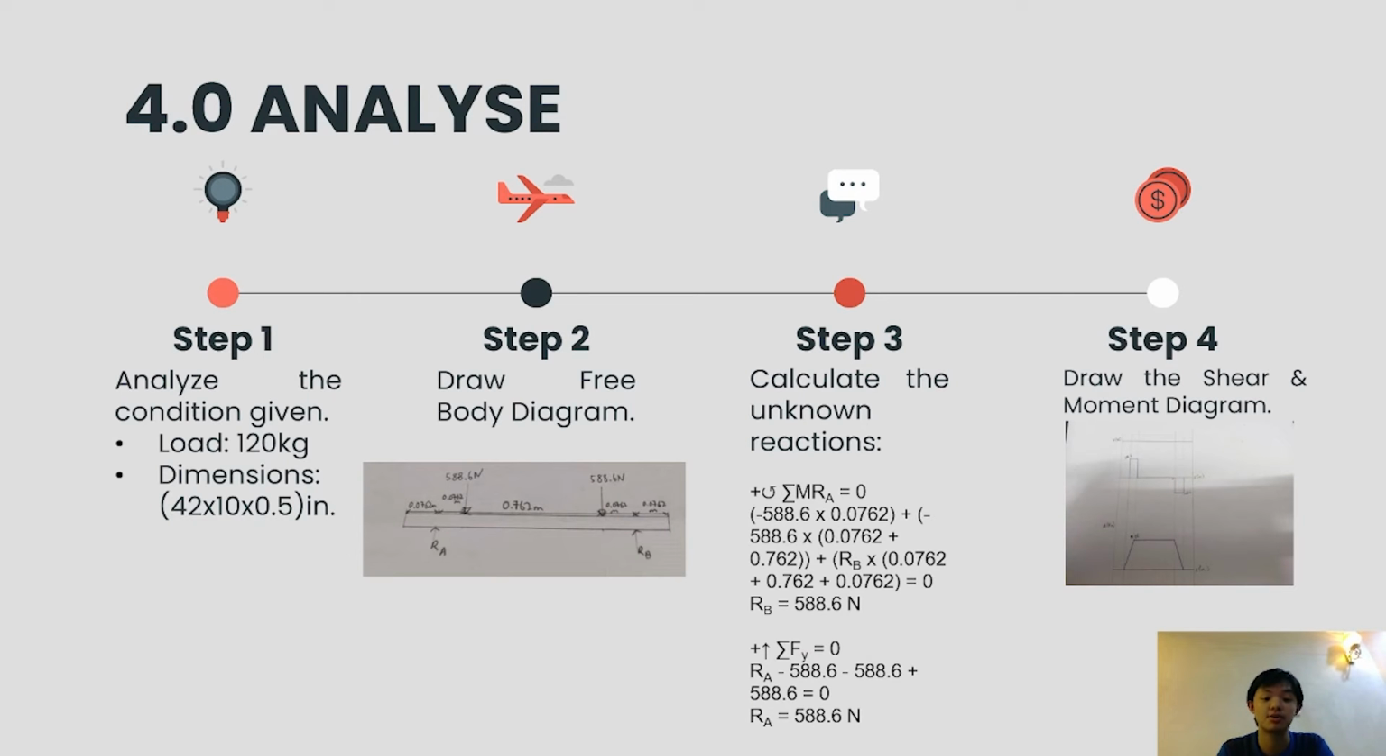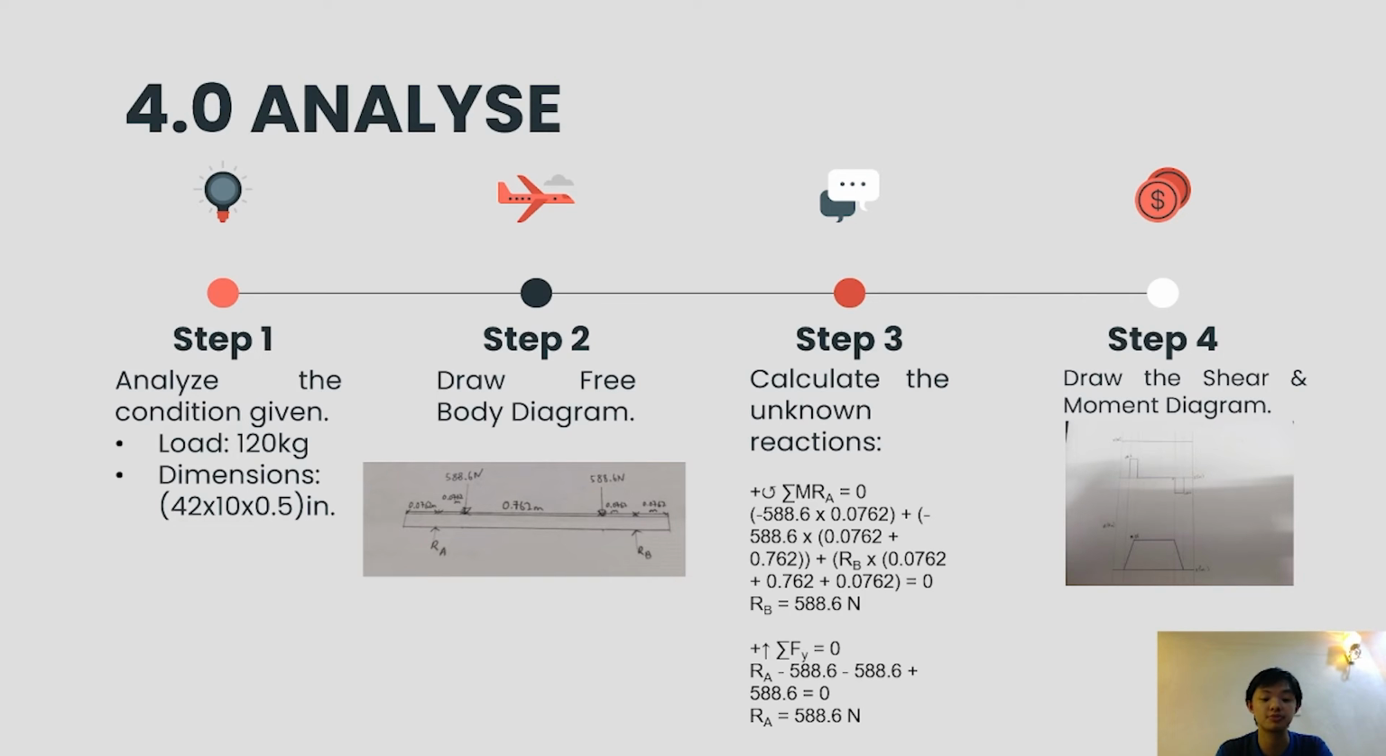Hello, my name is Martin. I would like to discuss the analysis part of our project. To calculate the maximum bending stress of our project, first of all, we need to analyze the condition, in which the load is represented by a human's weight of about 120 kg, and the dimensions of the skateboard are 42 inches in length, 10 inches in width, and 0.5 inch in thickness.